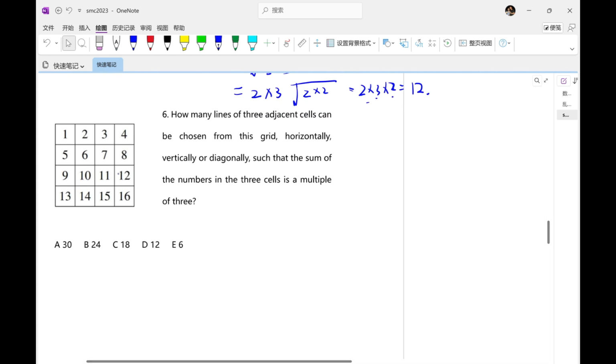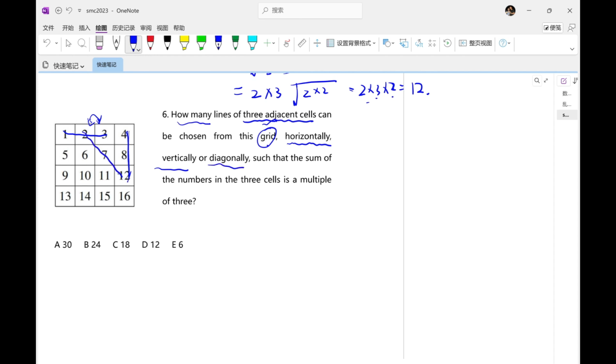How many lines of 3 adjacent cells, meaning nearby cells, can be chosen from the grid? How many lines of 3 adjacent cells, like 1, 2, 3, 4, 5, 8, 12, horizontally, vertically, and diagonally, such that the sum of the numbers in the 3 cells is a multiple of 3?